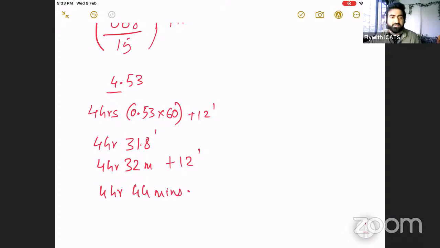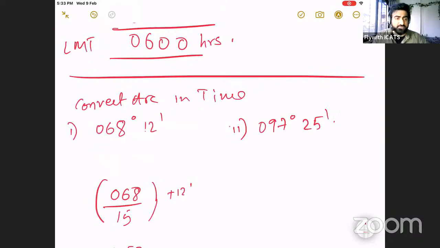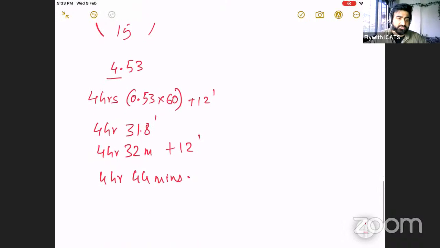So I think only Falak's answer was accurate. I think others, you all forgot to add 12 minutes. With my calculation, this is the accurate answer. 4 hours, 44 minutes. Because the value we had taken was 068 degrees, 12 minutes. Please cross-check your answers, students.